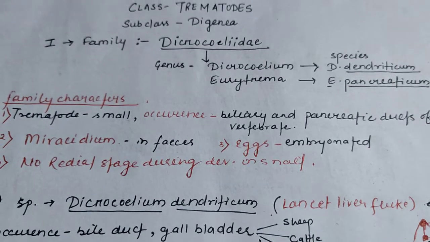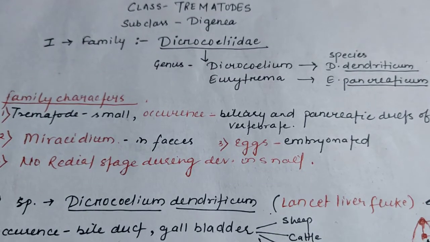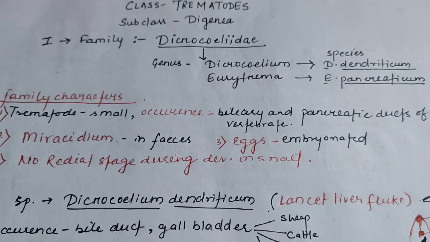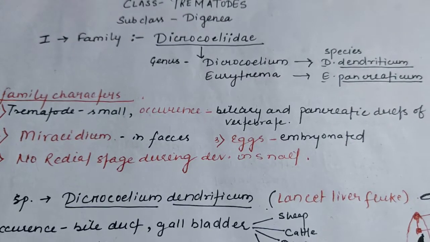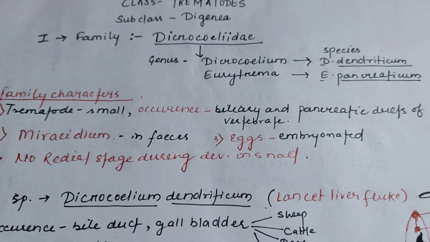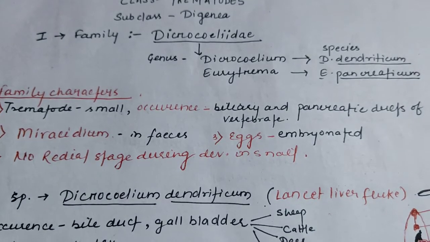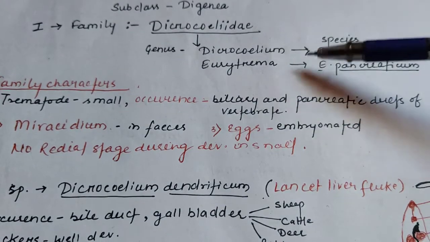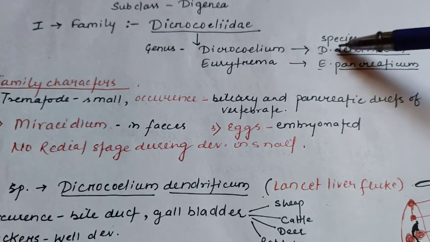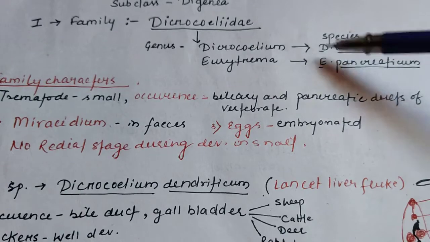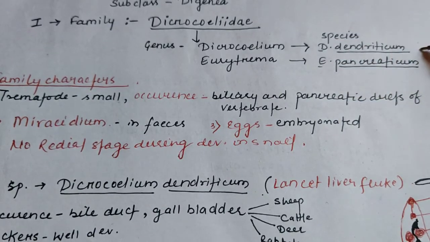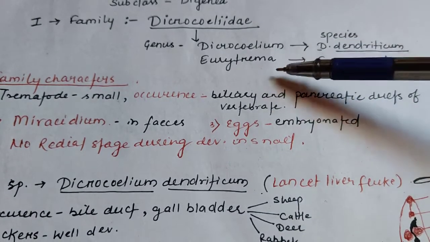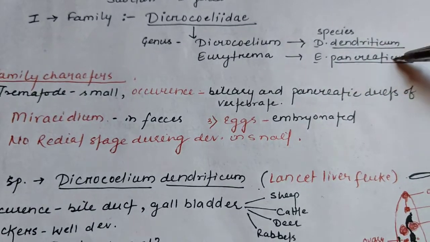Hello everyone. In this video, I will be explaining the family Dicrocoeliidae, which comes under the subclass Digenea and the class Trematoda. The family Dicrocoeliidae includes the genus Dicrocoelium and Eurytrema. The species under the genus Dicrocoelium is Dicrocoelium dendriticum, and under the genus Eurytrema is Eurytrema pancreaticum.